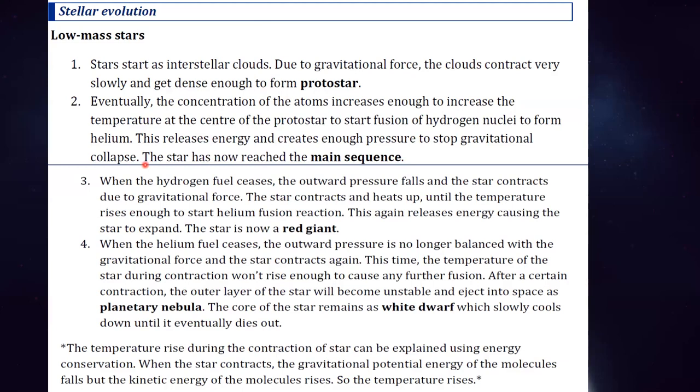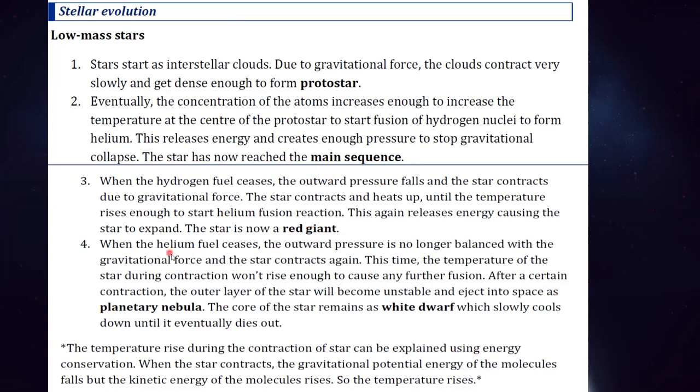So the star will start to contract, and this second contraction leads to helium fusion. That will heat up and start helium fusion. When helium fusion starts, the radiation pressure is more than the gravitational pull. So the size of the star will also increase, then it will become a red giant. So our sun will turn into a red giant and its size will increase.